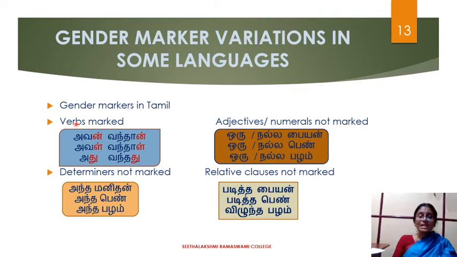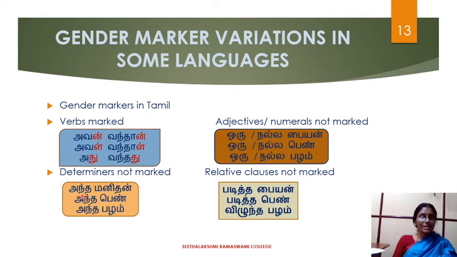But the other cases do not mark gender. For example, whether it be a numeral or an adjective, it does not mark gender. For example, oru payyan, oru pen, oru palam. It remains the same in all the three cases. It does not differ for masculine, feminine or neuter. Similarly, nalla payyan, nalla pen, nalla palam. Nalla remains the same. It does not change. So gender is not reflected in numerals or adjectives as far as Tamil is concerned.